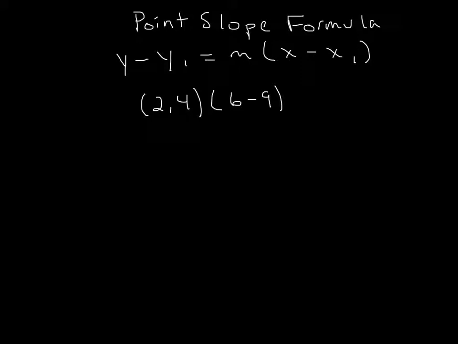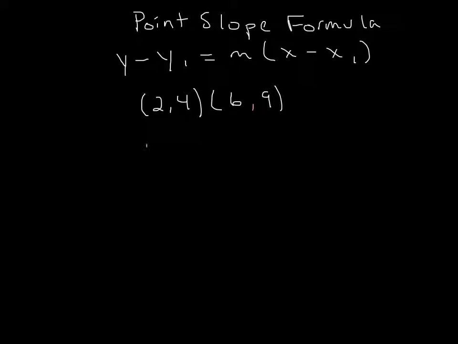Okay, so the first thing we have to do is look at our formula. I do have a point already. I can choose either one of these, but I don't have my slope. So I'm going to start off by finding my slope. Oh, that should have been (6, 9), not 6-9. Sorry about that. Okay, so now let's go through and find our slope.